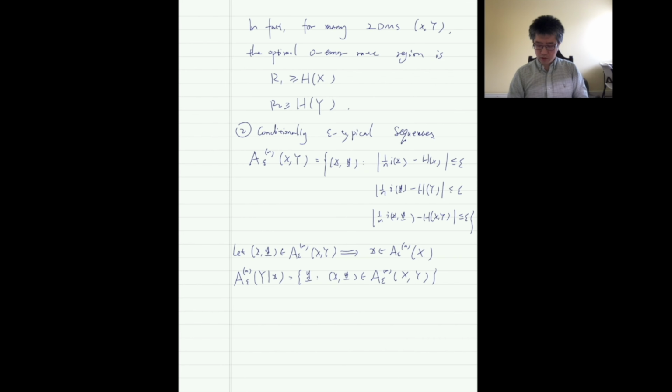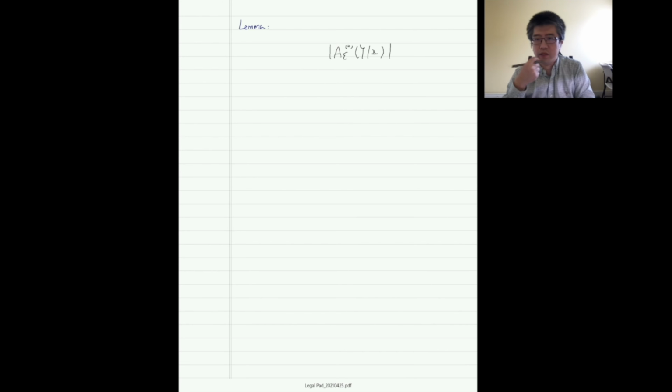Okay, so this is basically the definition of the jointly epsilon typical sequence. Given that, let's see some properties of it. The most important property that we're going to use later is as follows. We're going to have an upper bound and a lower bound for this. And similarly, you can define x given y of this, which is almost identical. So we have an upper bound and a lower bound.